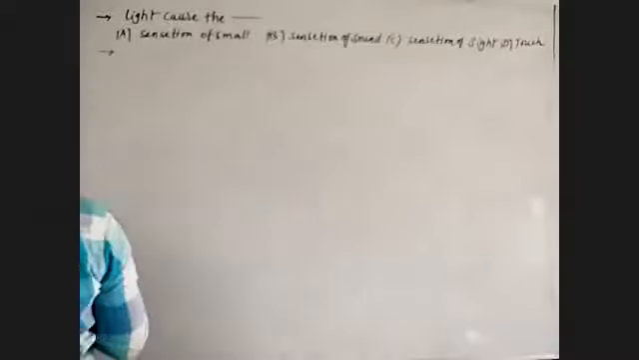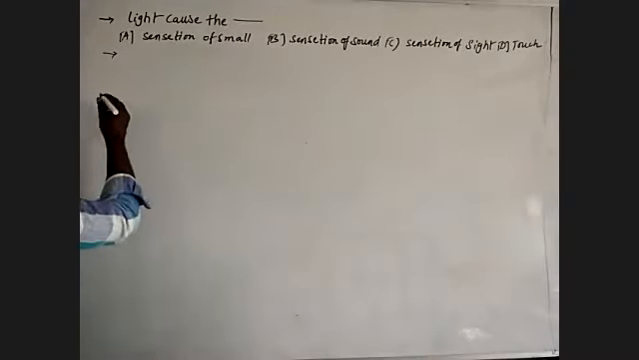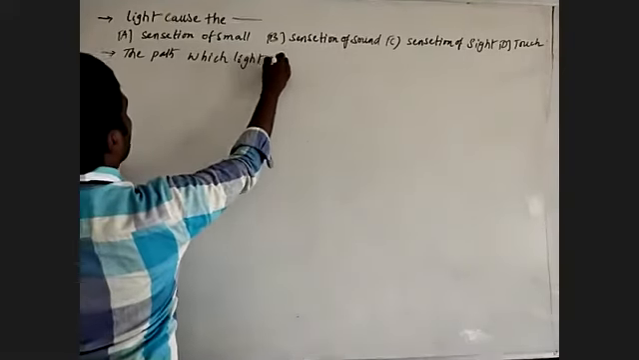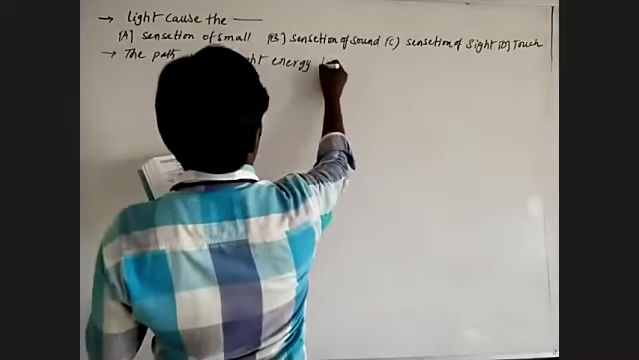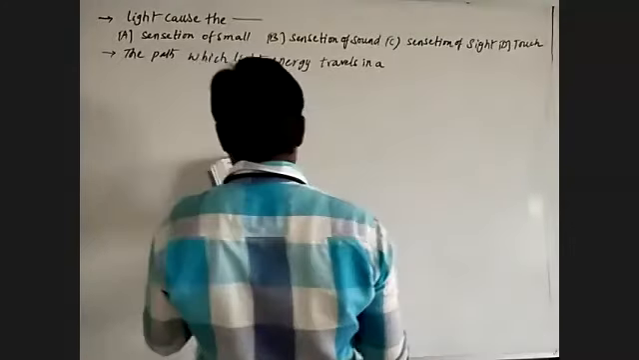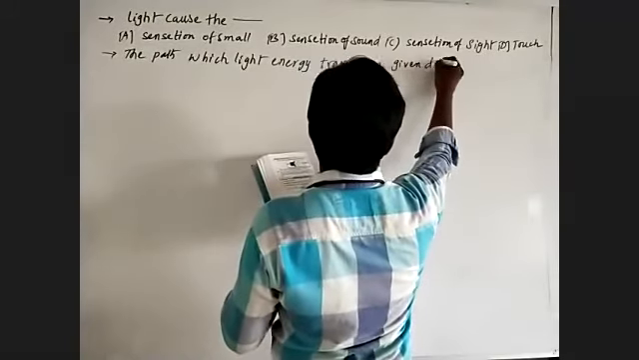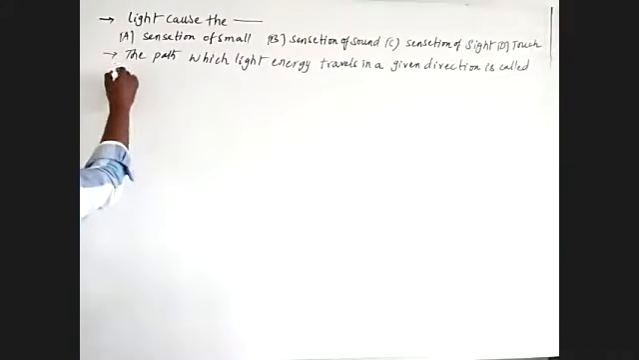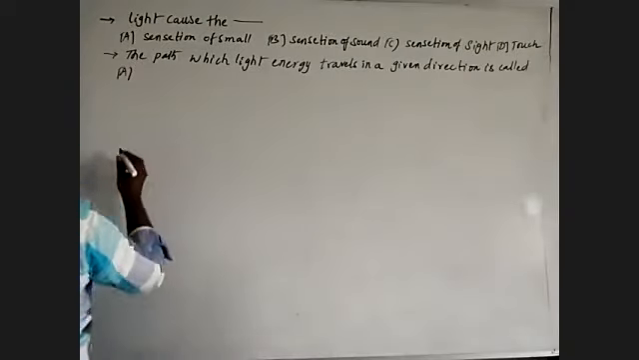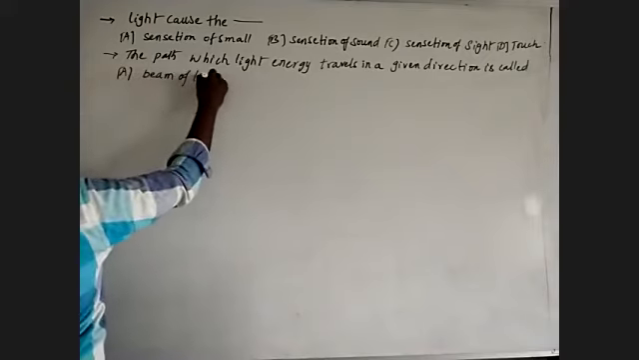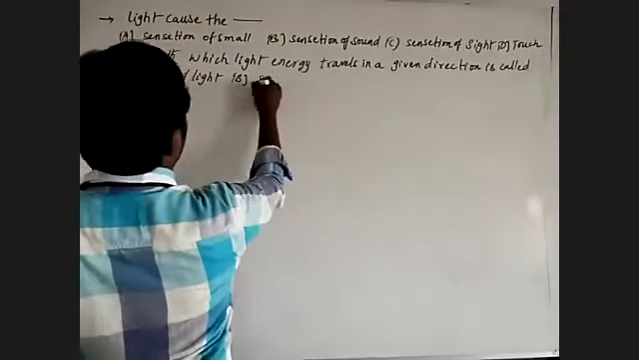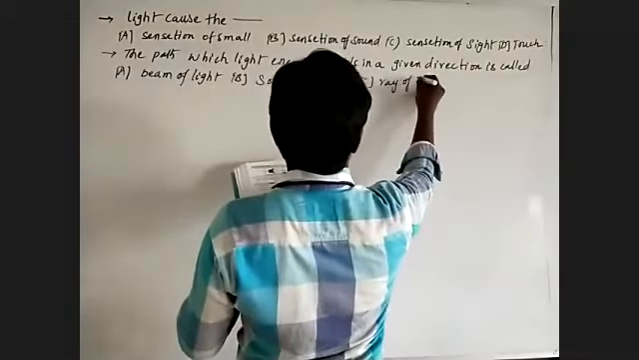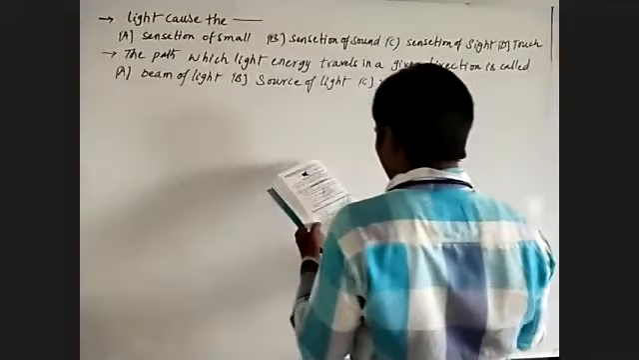Then coming to that, the path which light energy travels in a given direction is called what? Beam of light, source of light, ray of light, quantity.